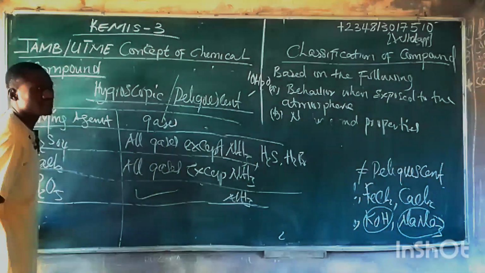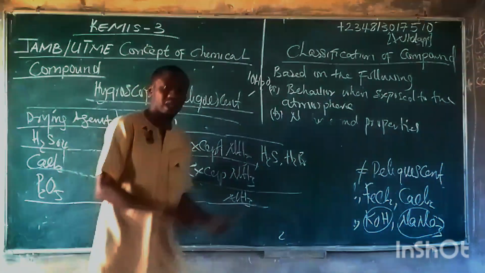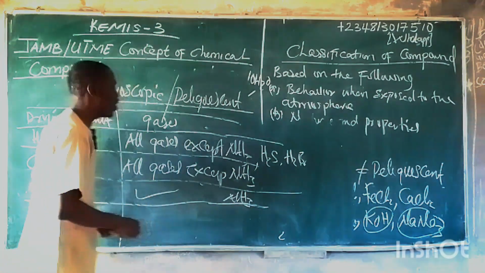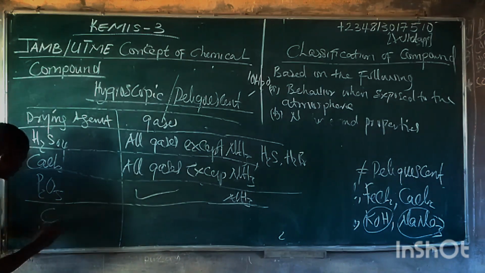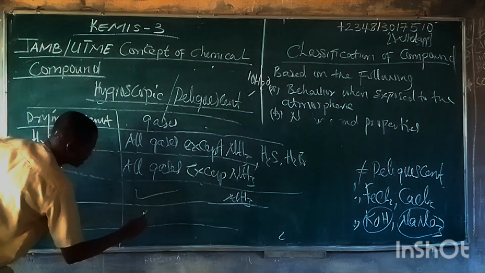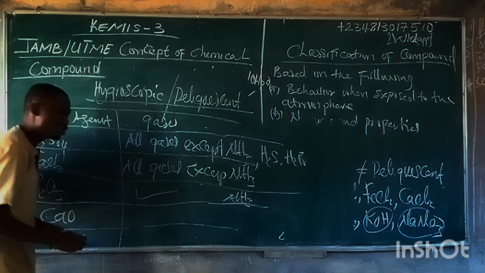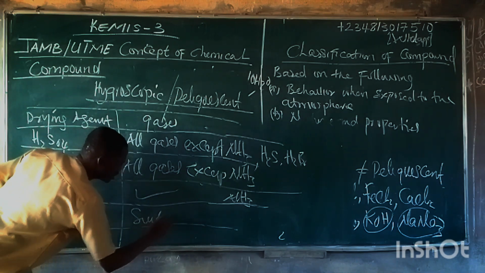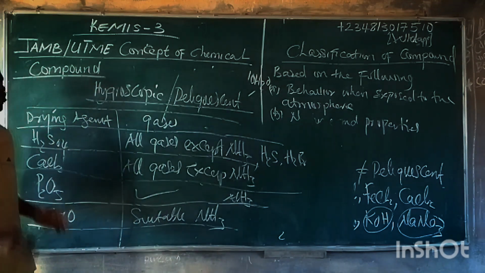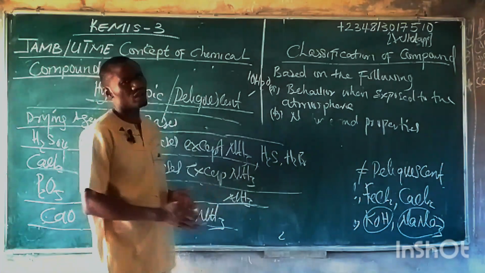Yeah? Which guy dries ammonia? If you have followed us from the beginning of this course, I told you something: I love the guy. That guy is called calcium oxide. CaO is also called quicklime. So this guy dries, in fact, most of the textbooks put it as suitable for ammonia. Now, this is where the questions come from.